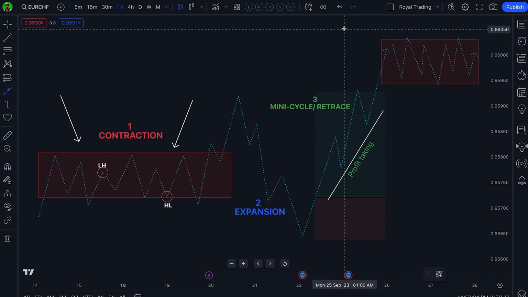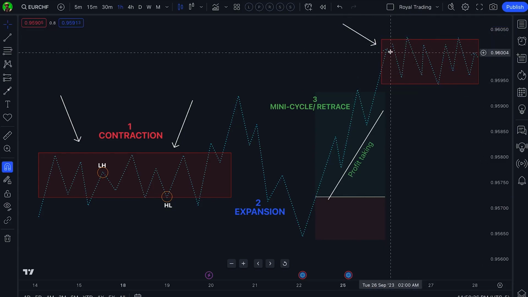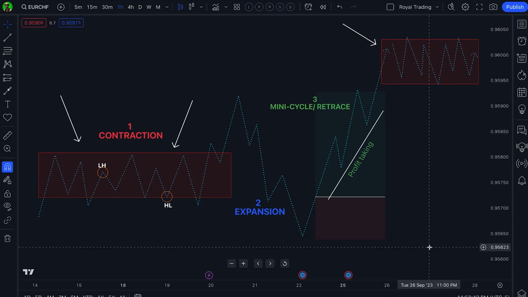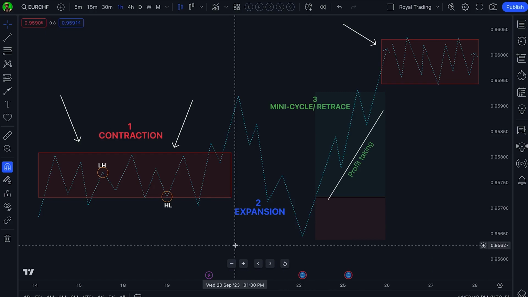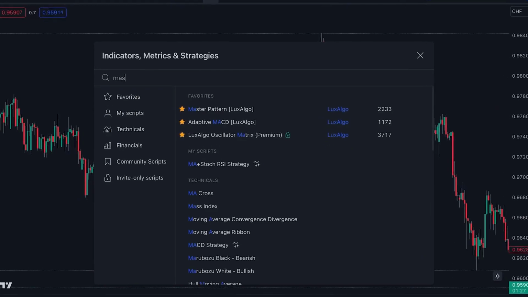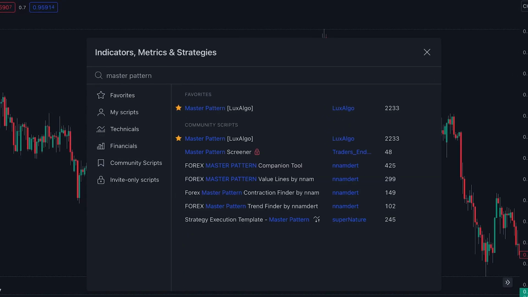Some traders might refer to these contractions as accumulation and distribution phases, but these are far deeper concepts from the overall framework of the Wyckoff method. The model we're discussing is specifically called the master pattern. This brings us to our indicator created by LuxAlgo.